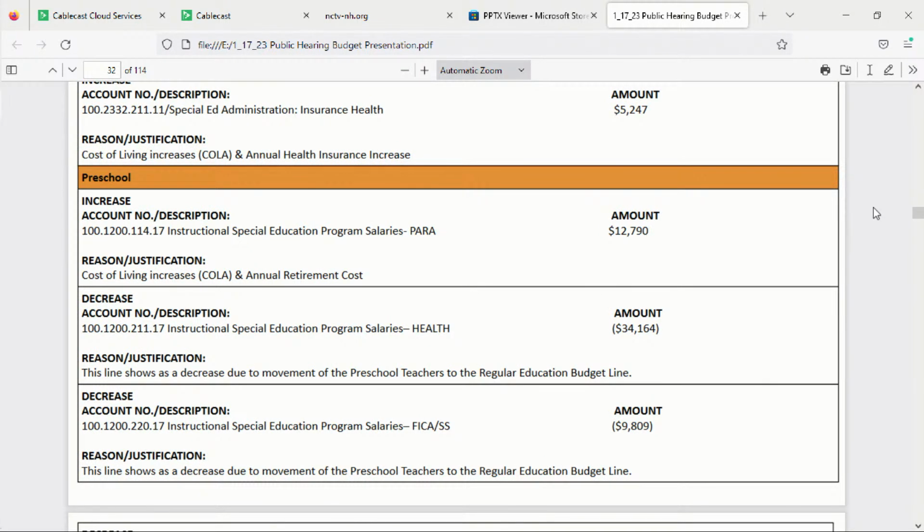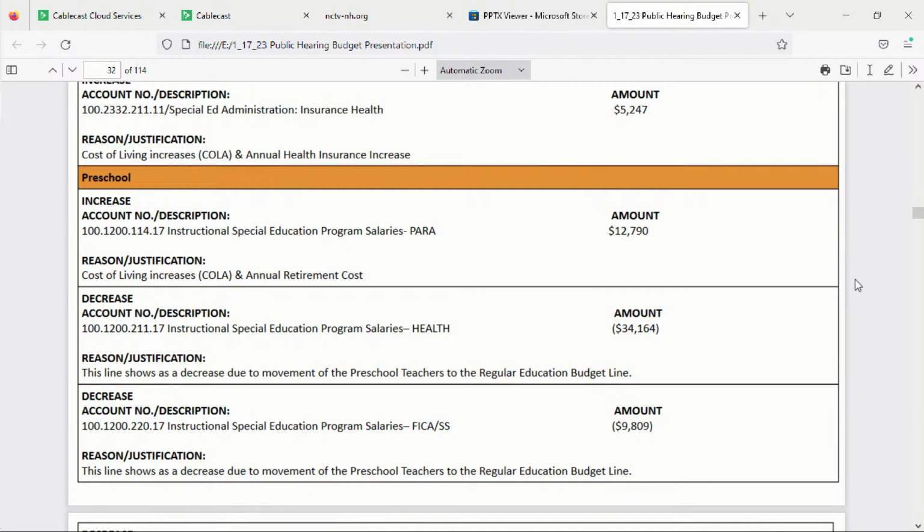Then we have on here preschool, the special education program paraprofessional salaries is an increase due to COLA. And then the health insurance is listed as a decrease, and that is because of the movement of the preschool teachers to the regular education budget line. And then we have instructional special education program salaries is a decrease, and that's, again, because the preschool teachers were moved to that regular education line. And the same is true here of the program salaries for retirement.